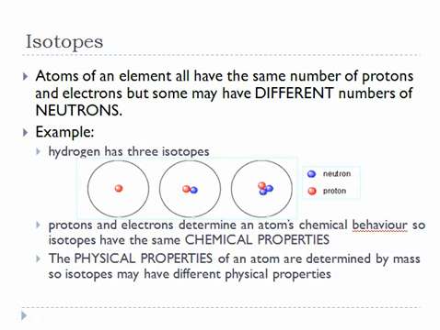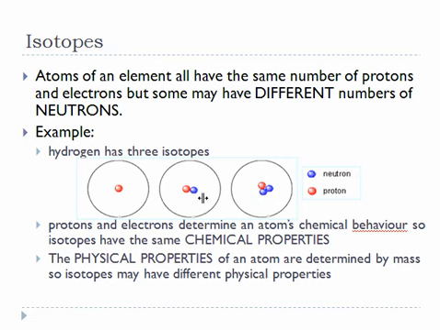Isotopes, this might be a little bit new for you. An isotope is an atom of an element that has the same number of protons, so it's the same element, but may have different numbers of neutrons. For example, hydrogen actually exists in 3 isotopes. The first one here with only a red dot basically has only 1 proton and no neutrons. That's its most common isotope. The second one has 1 neutron, and the third one has 2 neutrons.